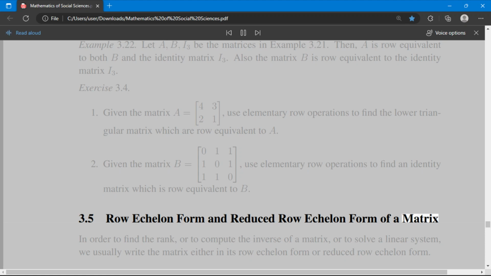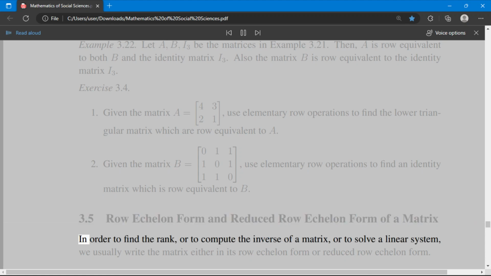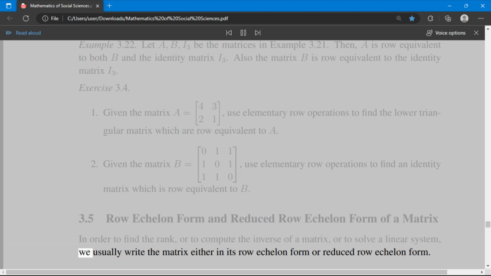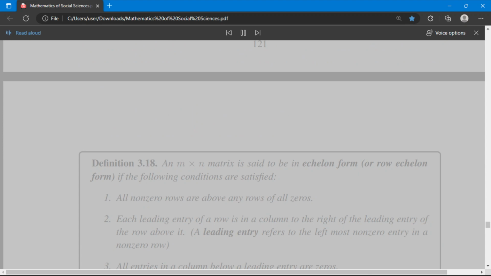3.5 Row echelon form and reduced row echelon form of a matrix. In order to find the rank, or to compute the inverse of a matrix, or to solve a linear system, we usually write the matrix either in its row echelon form or reduced row echelon form. 121.